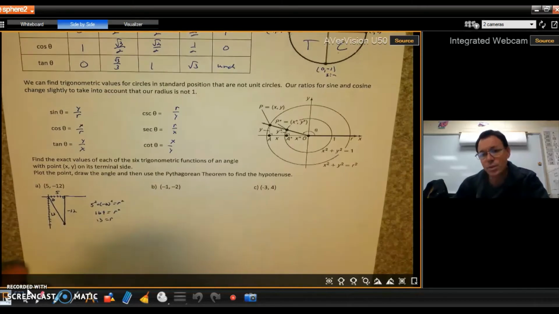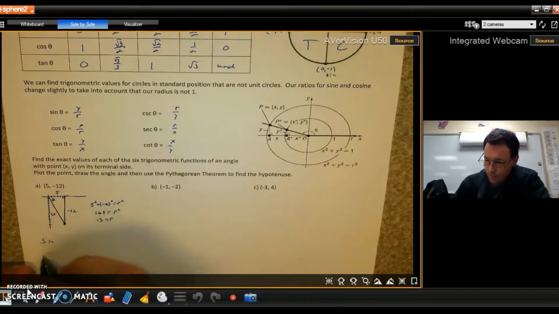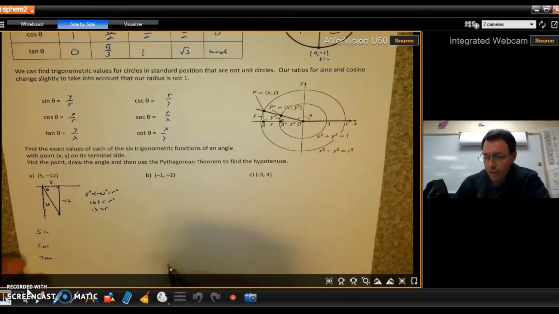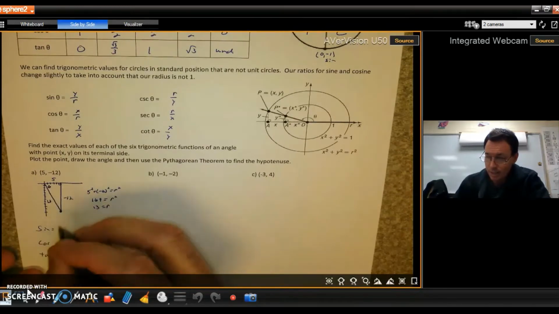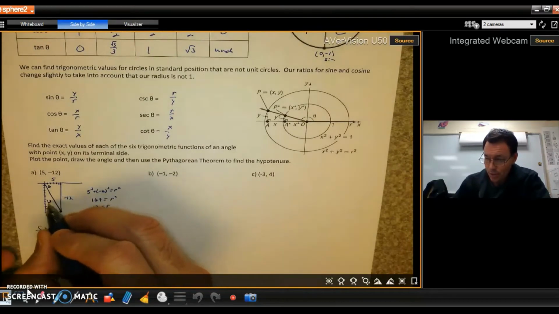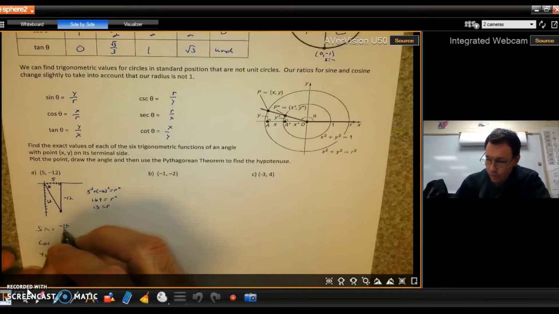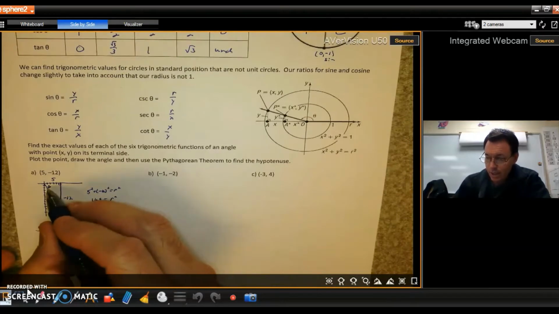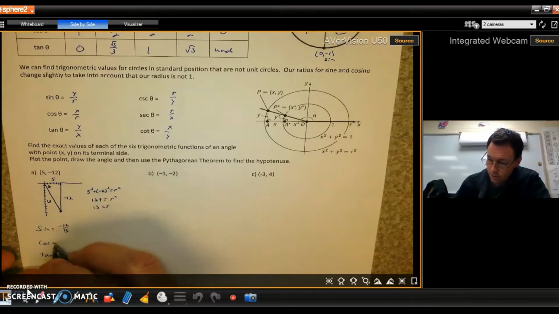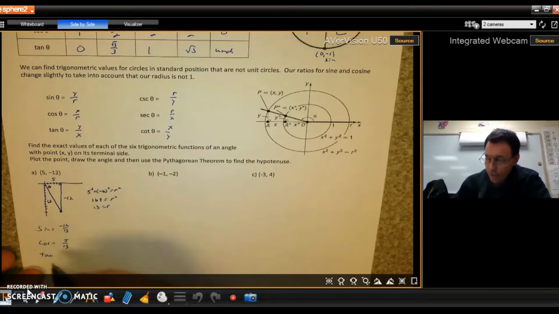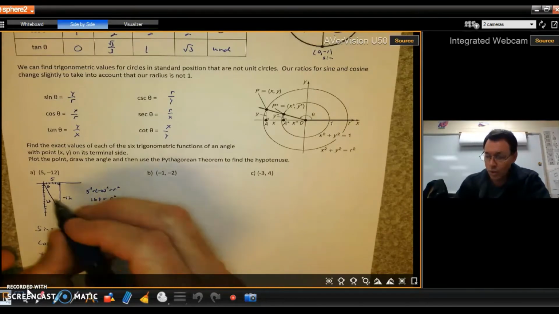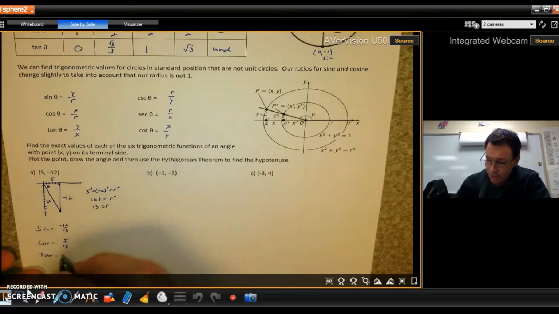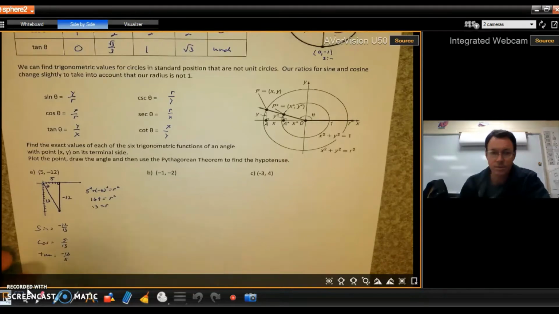So if I were to ask you what's the sine, cosine, and tangent of this angle, well, you're just going to do normal right triangle trig. The sine is the opposite over the hypotenuse, so negative 12/13. The cosine would be the adjacent over the hypotenuse, so 5/13. And the tangent is either these two divided by each other, or the opposite over the adjacent. Either way, you're going to get negative 12/5.